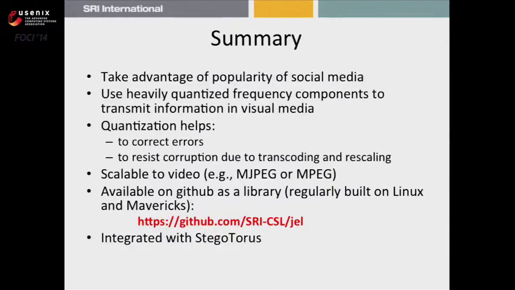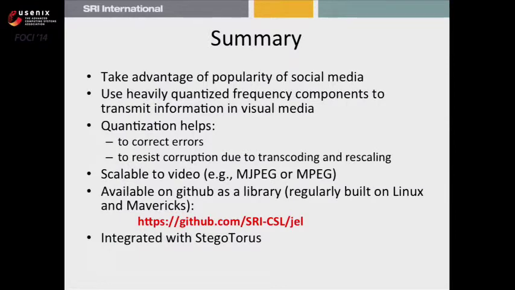So summary, we want to take advantage of the popularity of social media, specifically images and video. We use the most heavily quantized frequency components to transmit information, and in so doing try to stabilize any perturbations that might occur. Quantization helps correct errors. It helps resist corruption due to transcoding and rescaling. This method is scalable to video as well.